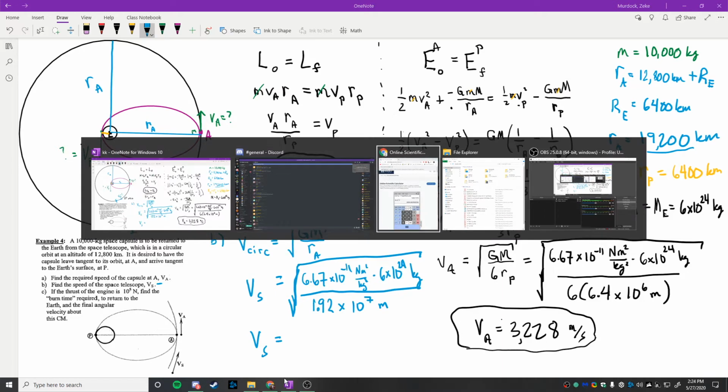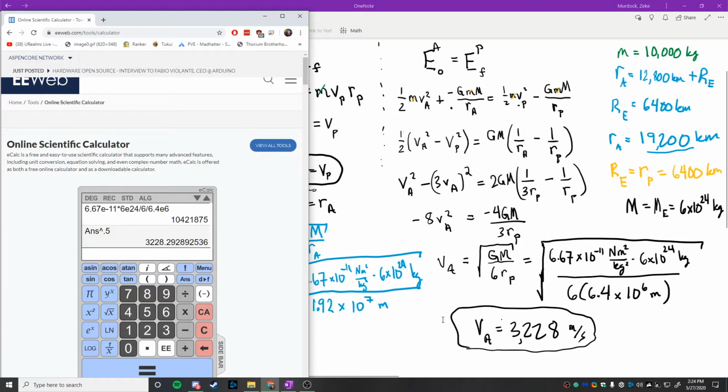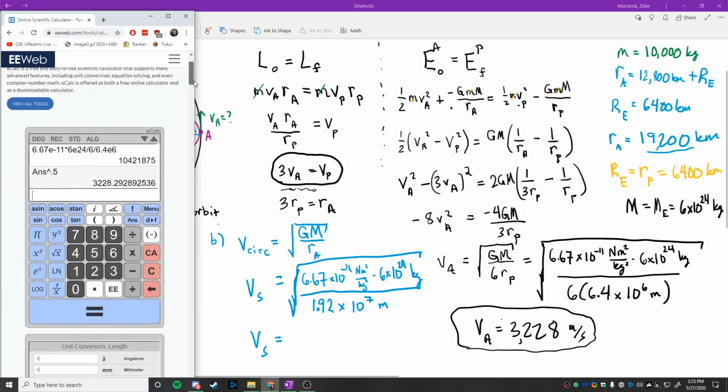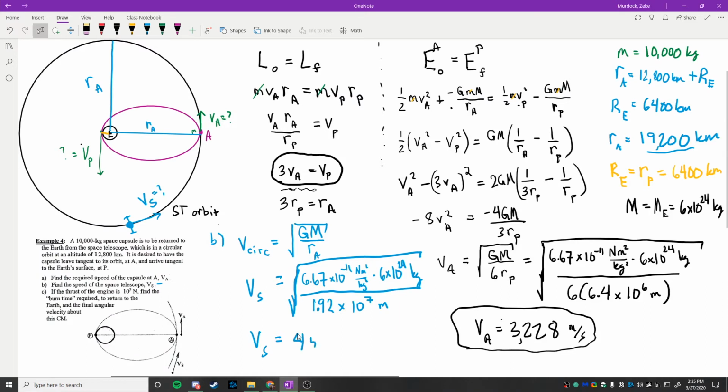So go back to this, and we're doing the calculation. 4565. So as you guys predicted, it's going to be bigger. 4565. You actually wrote that in the chat. Nice. So that's part B. All the stuff in black was part A.